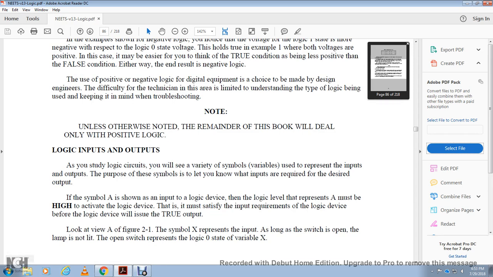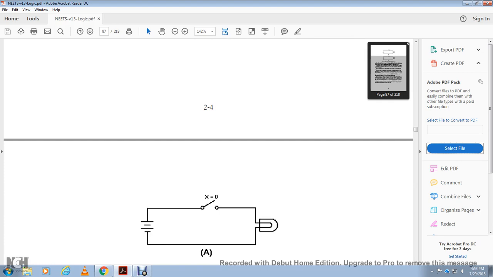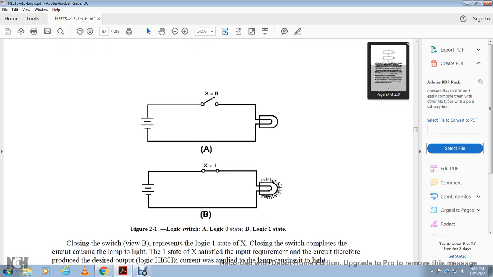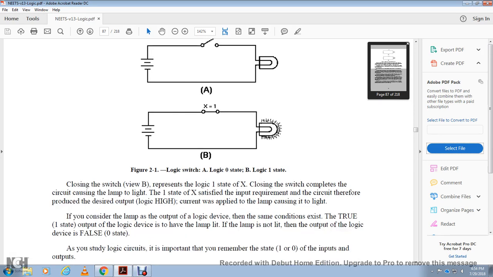As long as the switch is open, the lamp does not light. The open switch represents the logic state 0, therefore X is equal to 0. When closing the switch, B represents the logic state 1, X. Closing the switch completes the entire circuit with the lamp. The condition with X is satisfied with the input requirement of the circuit, therefore producing the desired output: logic high. Current will be applied to the lamp, causing it to light.